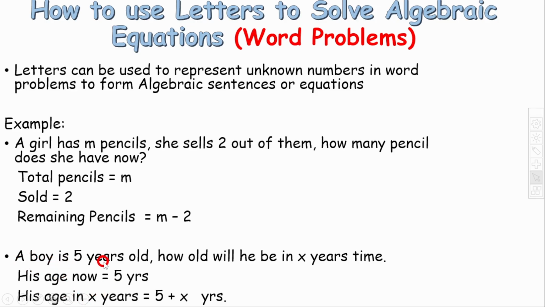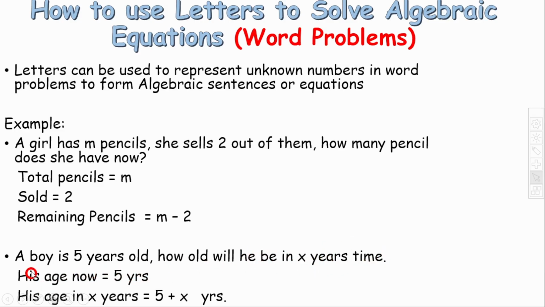A boy is 5 years old. How old will he be in X years time? They are putting this X there instead of saying in 5 years time. We already know if they said how old will he be in 2 years time, all you have to do is just add that 2 to this 5 to get 7 years, right? But this time around they are telling us in X years time.